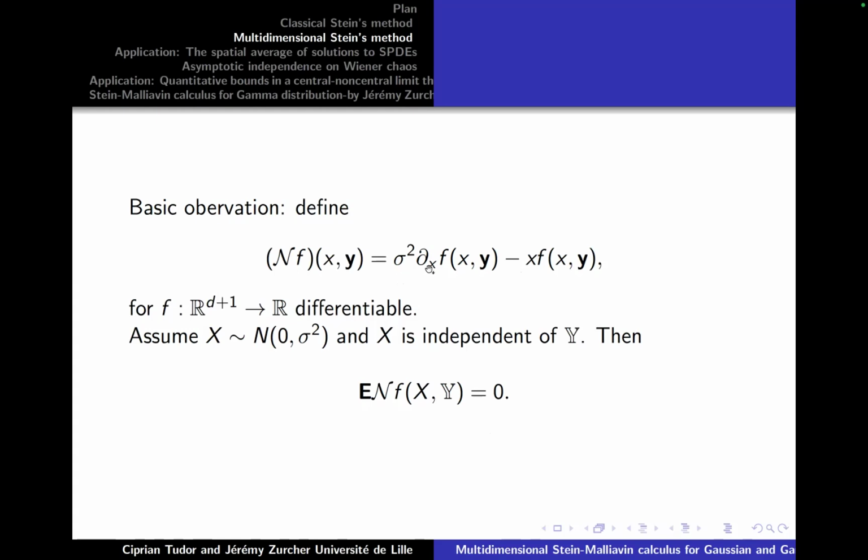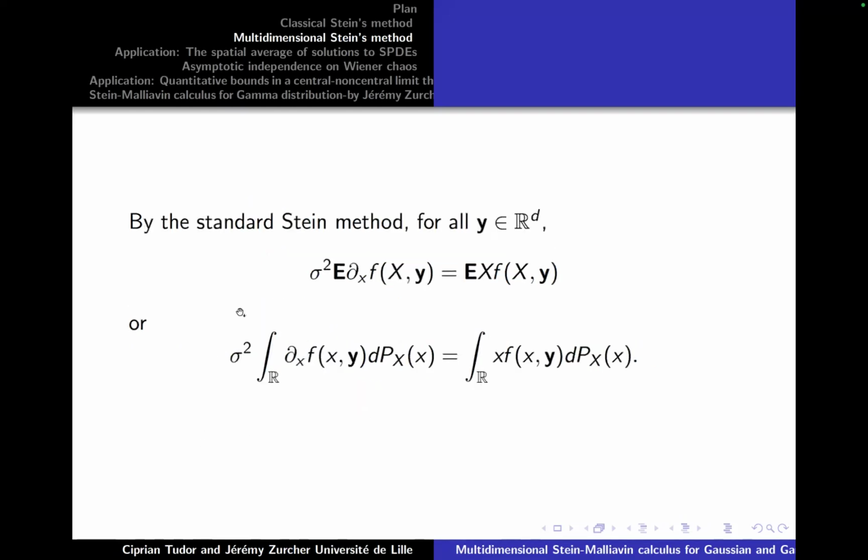Then let's start with an observation that characterizes the law, as for the classical Stein method. Assume that Z is Gaussian and independent of Y. Then you can prove that the expectation of this operator applied to Z, Y is equal to 0. So it's like the characterization of the Gaussian law. If you start with this, you can prove it by hand. I think I put some idea, just using the classical Stein method.